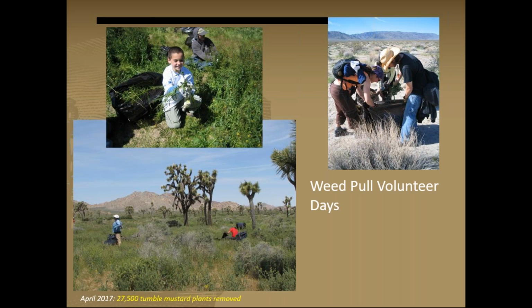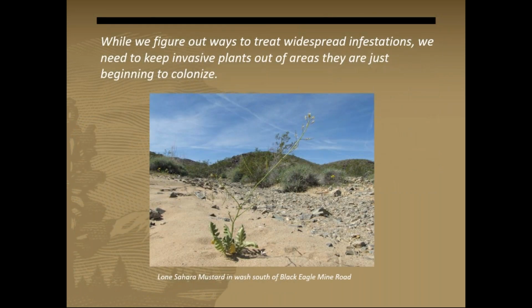What do we do to stop this? And so this is kind of the mantra. While we figure out ways to treat widespread infestations, we need to keep invasive plants out of the areas they are just beginning to colonize. And this photo here, this is a lone Sahara mustard plant in a wash south of Black Eagle Mine Road. So we need to keep the areas that don't have infestations free of infestations. That is our number one priority.